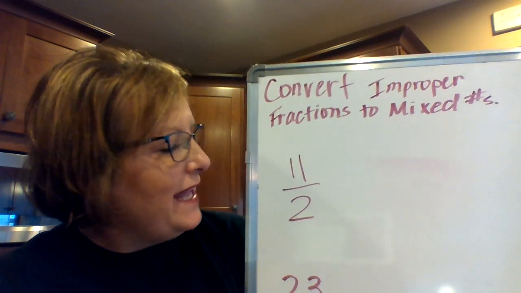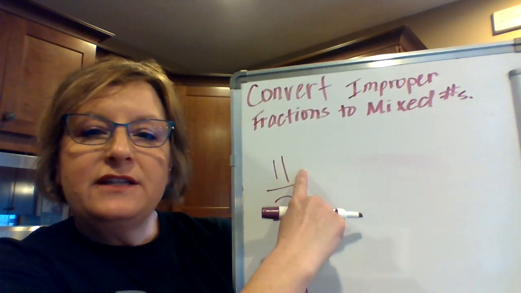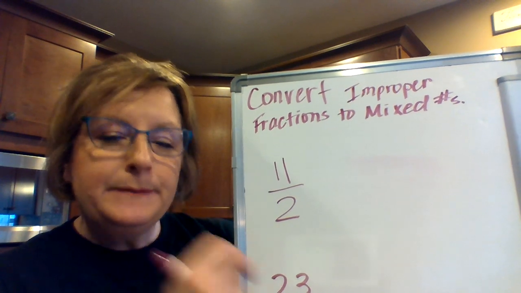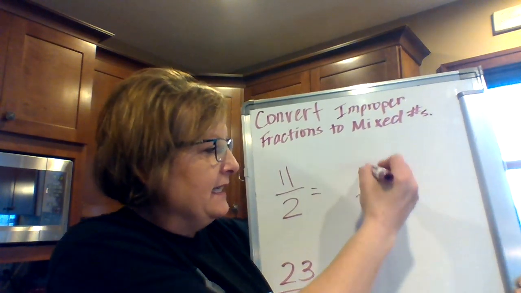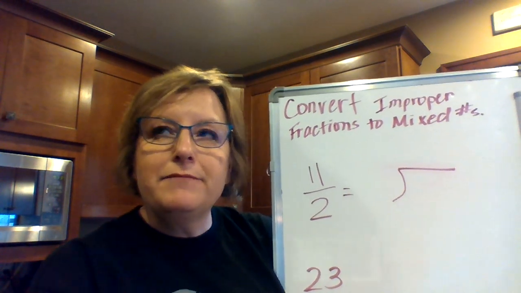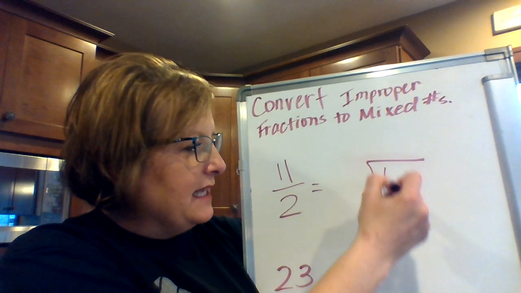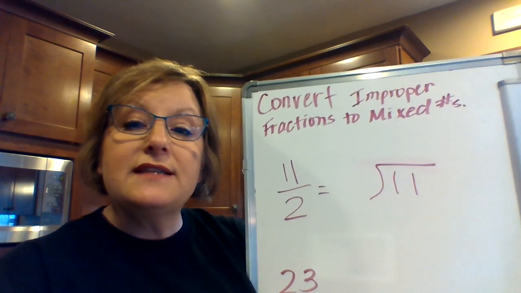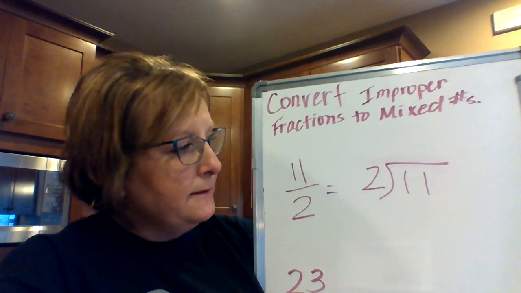So here we go. We have 11 halves. This is an improper fraction. The numerator is greater than the denominator. In order to do this, we need to divide to find the mixed number that we are looking for. So 11 goes on the inside. The numerator always goes on the inside of the division sign. The divisor is the denominator.